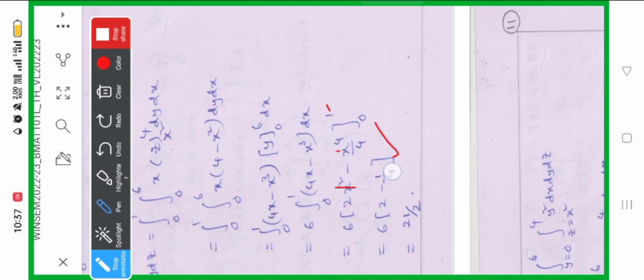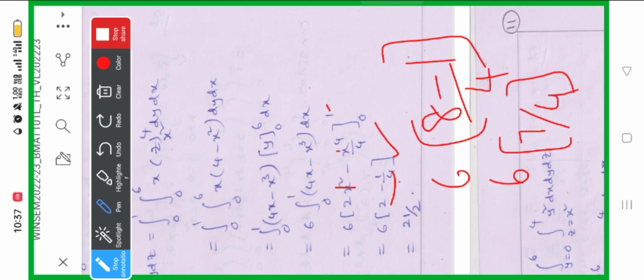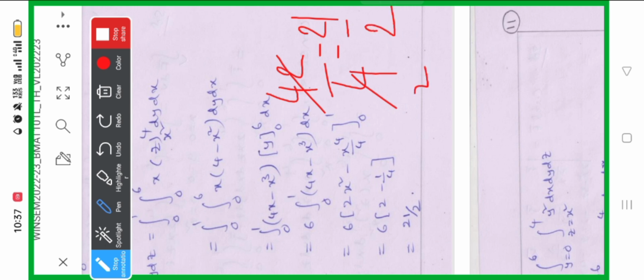Now take LCM or cross multiply. 4 2s are 8, 8 minus 1 by 4, and here it is 6. 8 minus 1 by 4 is 7 by 4. Now 6 7s are 42 by 4. Now you can simplify with the 2 table: 21 by 2, that is 2 2s are 4, 2 21s are 42. So 21 by 2 is the answer here.